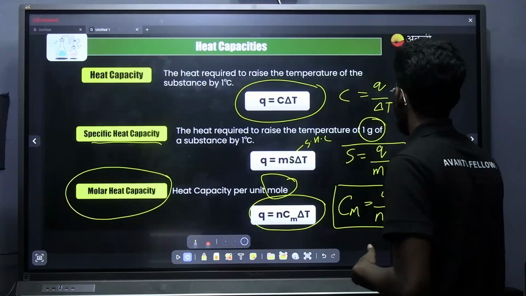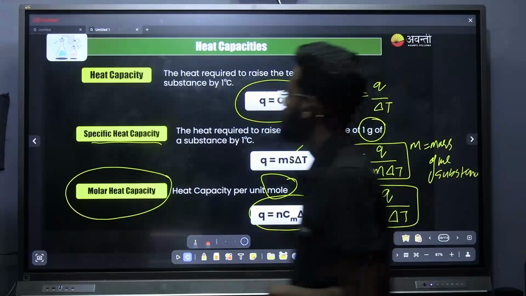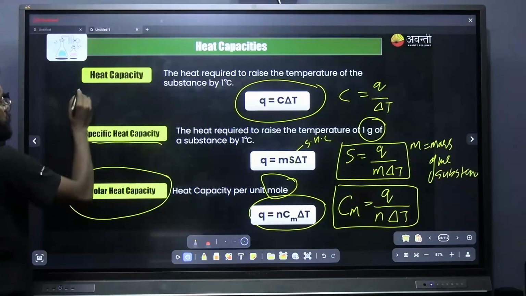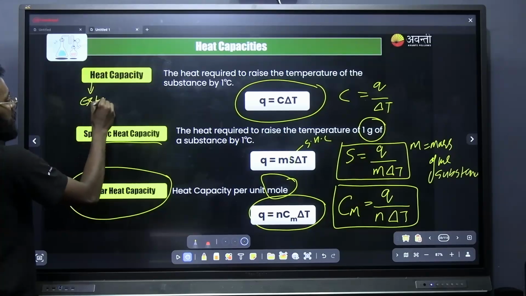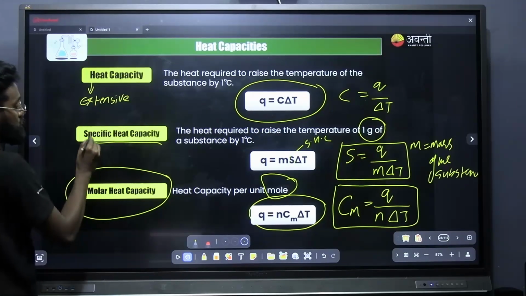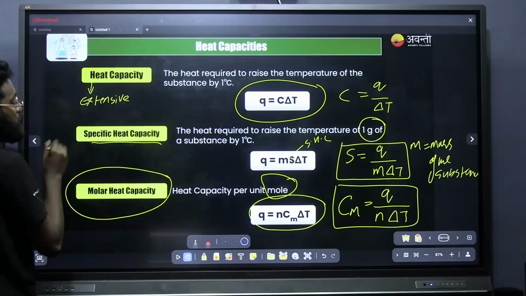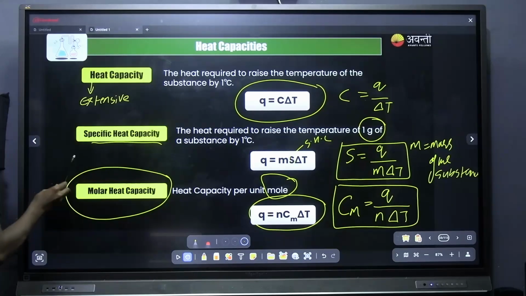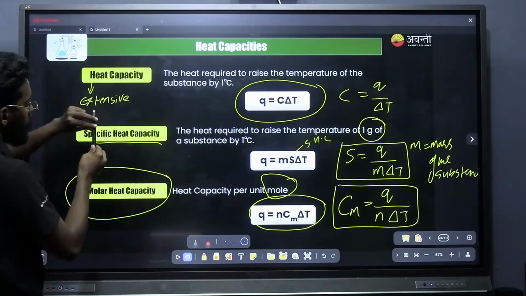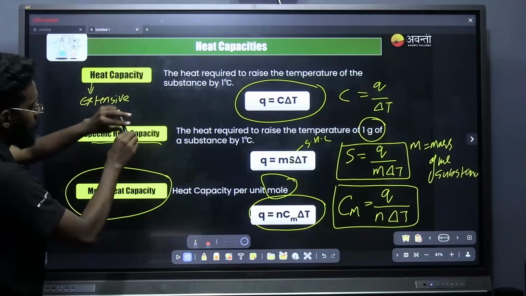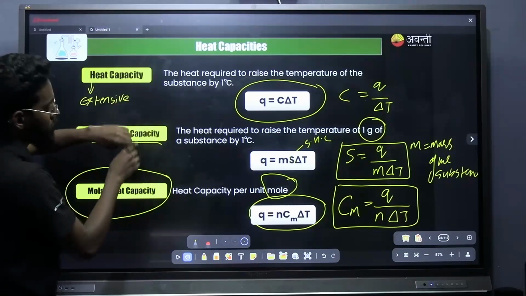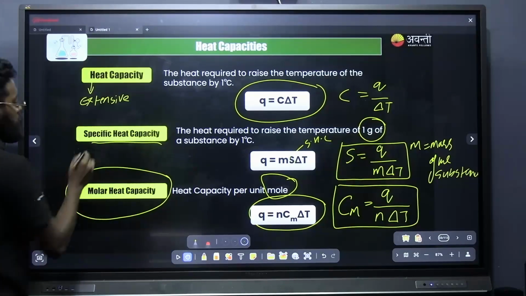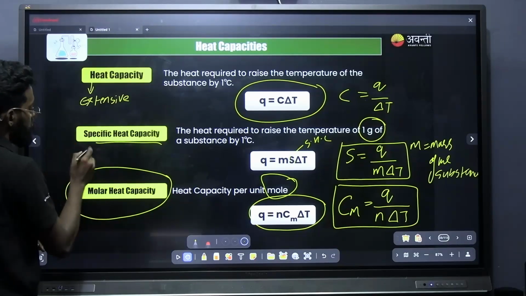These are very important ones: specific heat capacity, molar heat capacity, and heat capacity. Among these, we all know that heat capacity depends upon the amount of substance, so it is extensive. Specific heat capacity does not depend upon the amount of substance. It is fixed for 1 gram of substance. If I ask the specific heat capacity of this pen, and the specific heat capacity of the same pen after breaking it into 2 equal halves, in both cases the specific heat capacity will be the same. So this is an intensive property.